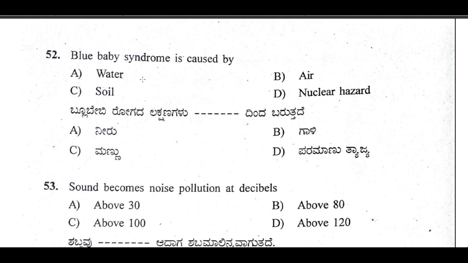The most common cause of blue baby syndrome is water contaminated with nitrates. After a baby drinks formula made with nitrate-rich water, the baby converts the nitrates into nitrites, and these nitrites bind to the hemoglobin in the body, forming methemoglobin, which is unable to carry oxygen. So therefore blue baby syndrome is caused by water, not by air, not by soil, not by nuclear hazard. So option A, water.